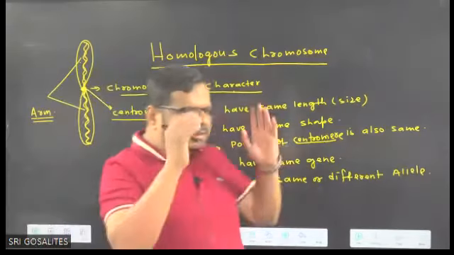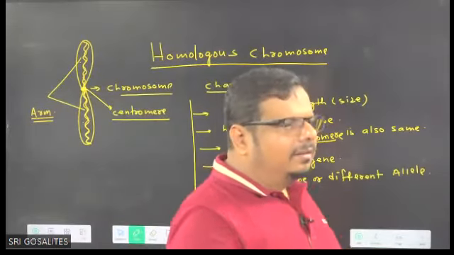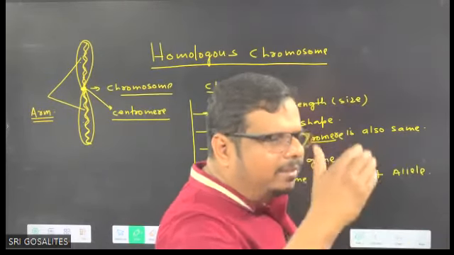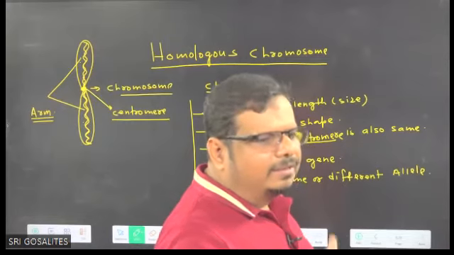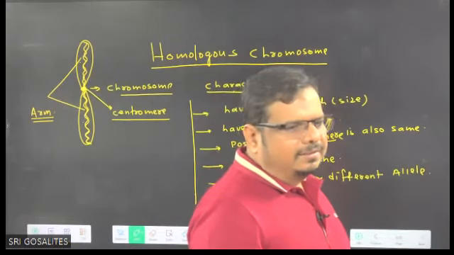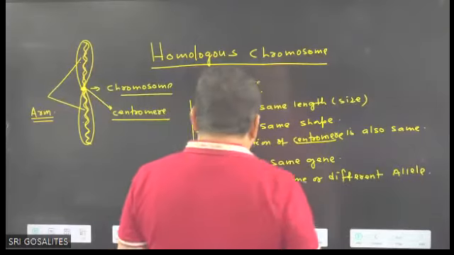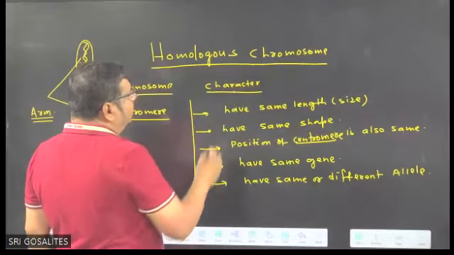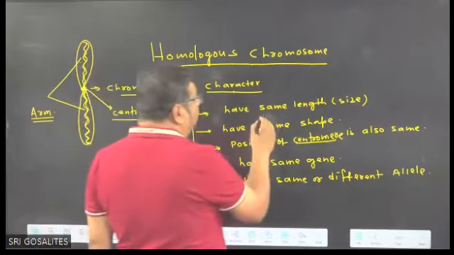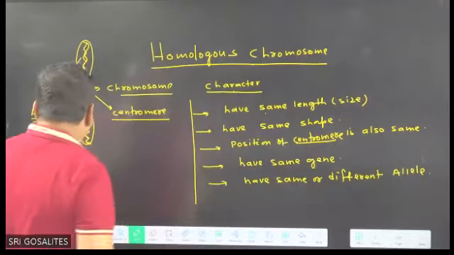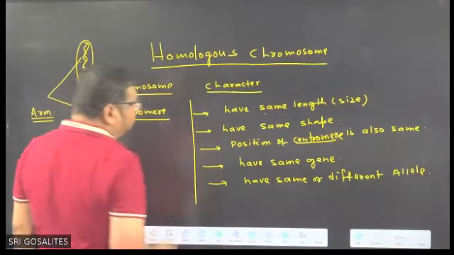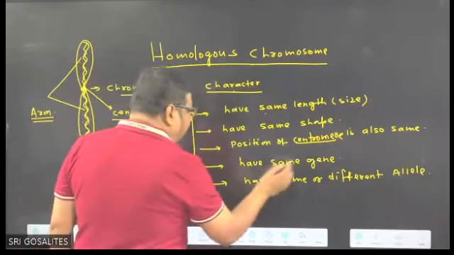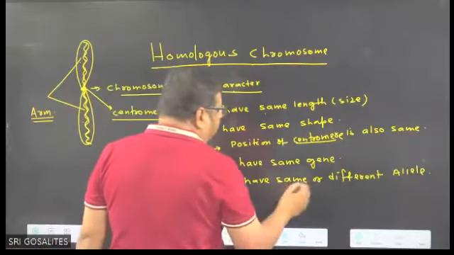A chromosome means it has information for the determination of characters, basically. Getting the idea of a chromosome? So what are the characters of homologous chromosomes, children? Homologous chromosomes, what characters did I tell? They have the same length. They have the same shape. They have the same position of centromere. They have the same genes. They have the same or different alleles.